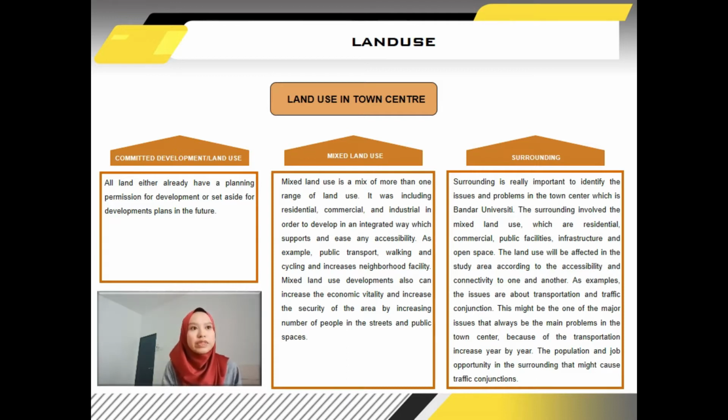For the surrounding, it is really important to identify the issues and problems in the town centre, which is our site study at Bandar University. The surrounding involves the mixed land use, which is residential, commercial, industrial, public space, public facilities, open space, and others. And the land use will be affected if we have a problem with accessibility, because accessibility is always the major problem year by year, because the population and job opportunities in the surrounding might cause traffic congestion.